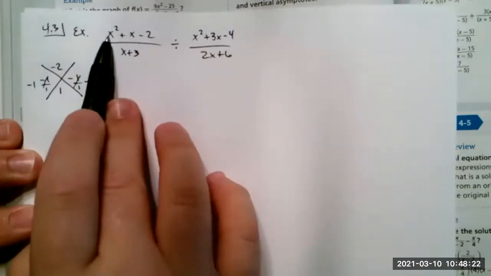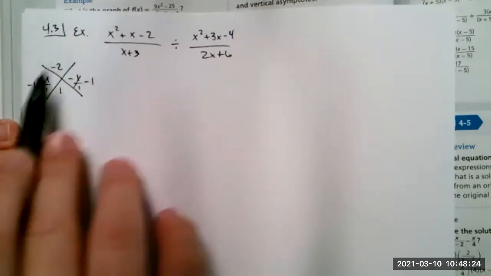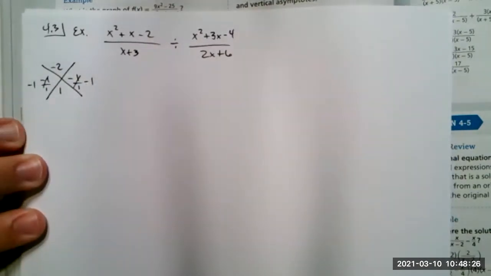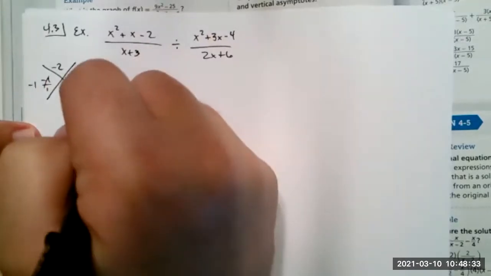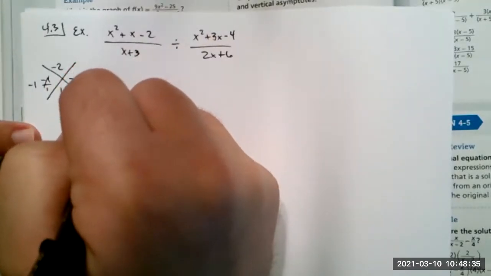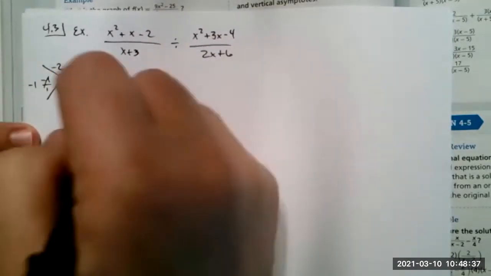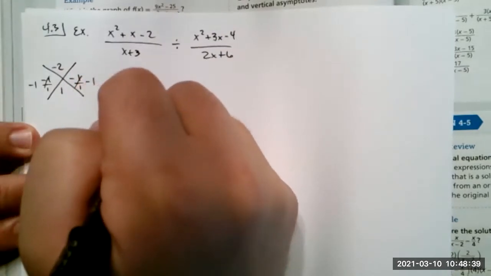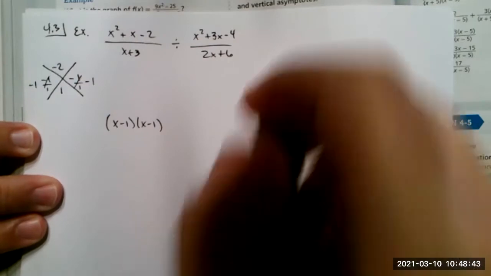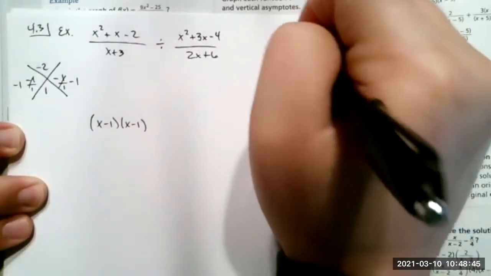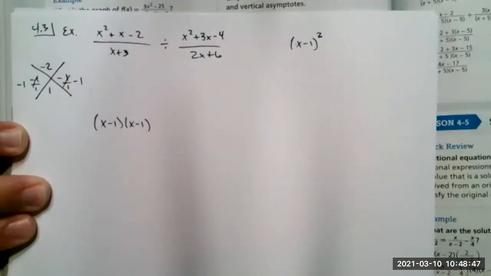But if I had something like 3x squared, well, then I'd have to go back and divide by 3 and simplify it that way. So for my numerator, what I have is going to be, let's go ahead and give myself some space. They're both -1s, so you could write it like this. Or you could have written it like this, x minus 1 squared. It's up to you, whatever you're comfortable with.